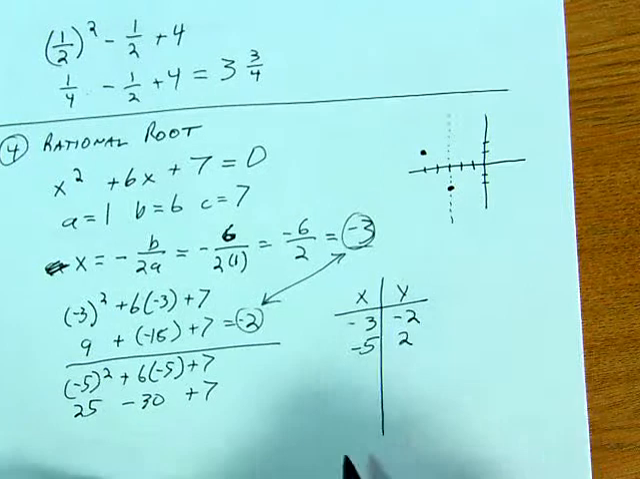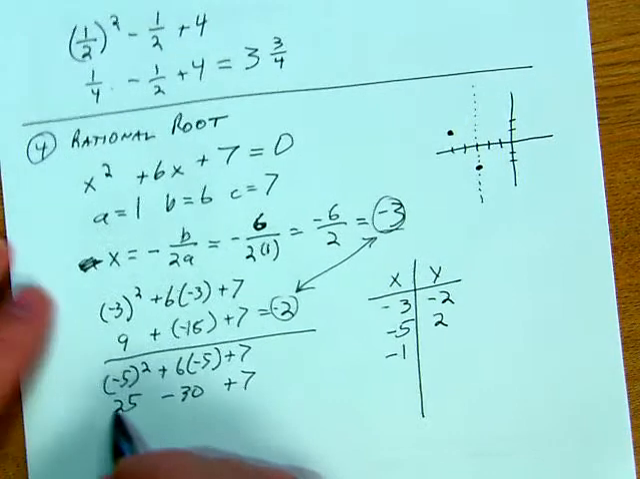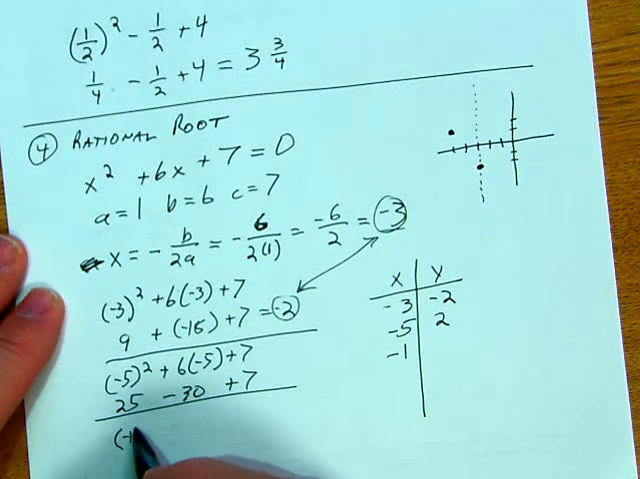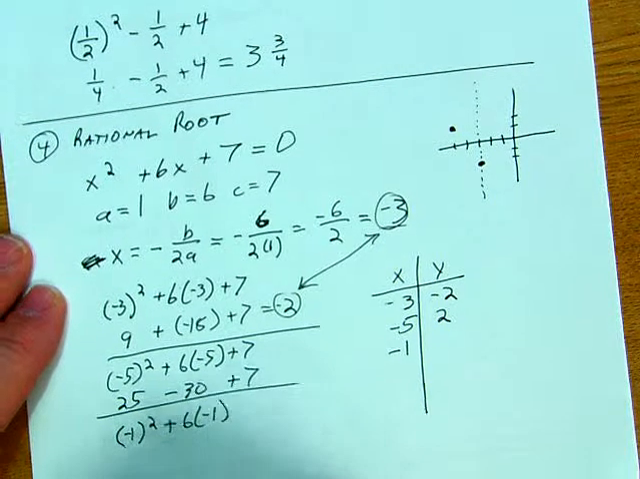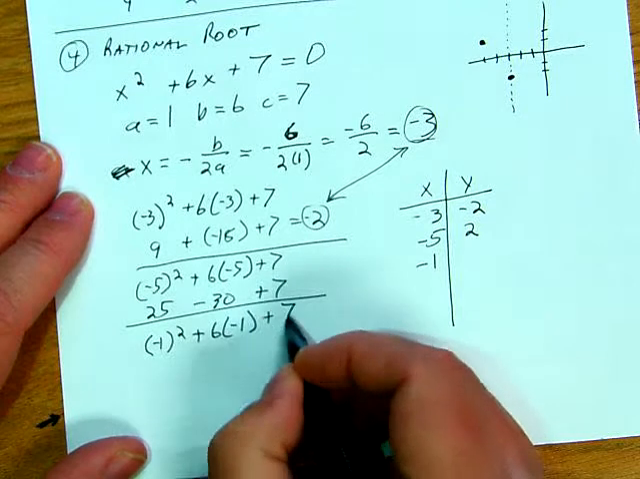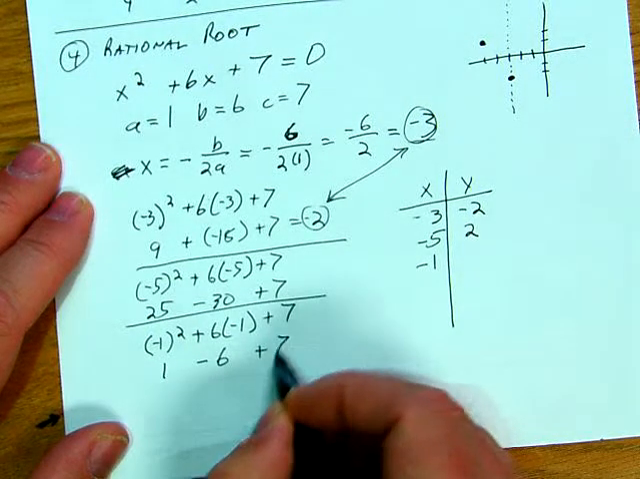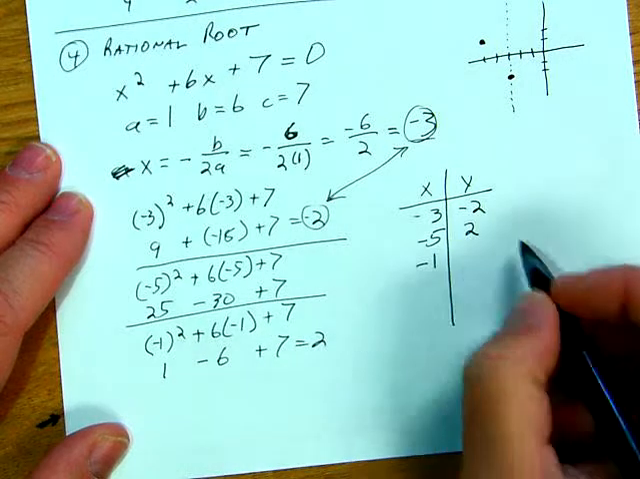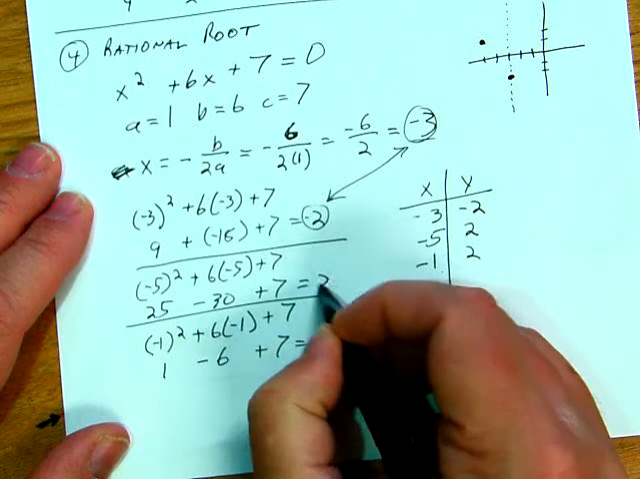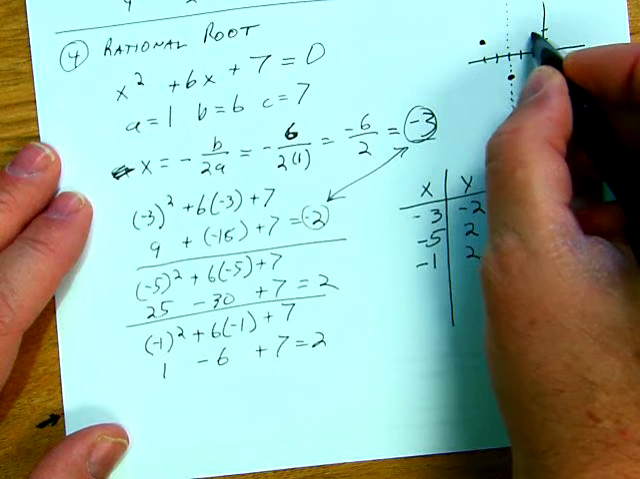All right, now let's go the other way, negative 1, and see what we get. Negative 1 squared plus 6 times negative 1 plus 7 gives us 1 minus 6 plus 7. 1 minus 6 is minus 5 plus 7 is positive 2. So that guy is 2, that guy was 2, also 2. So we come over here to negative 1, 2.